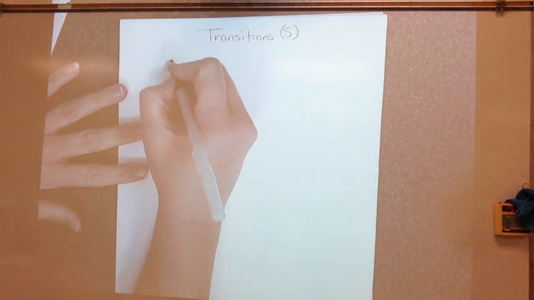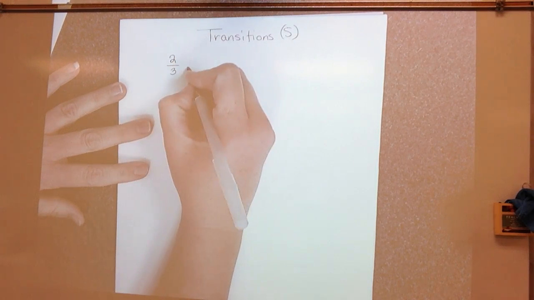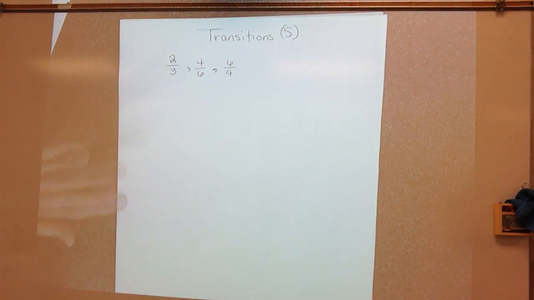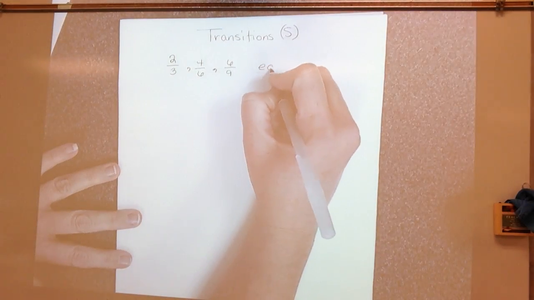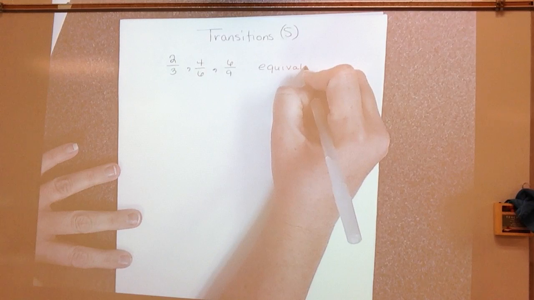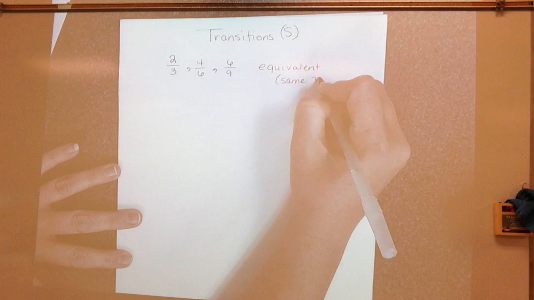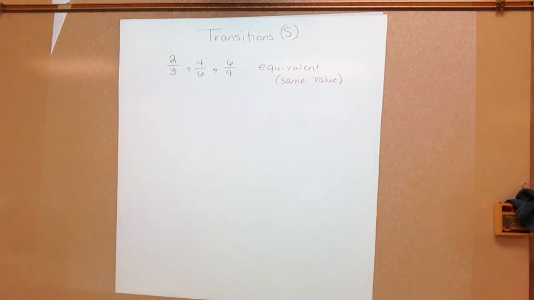Alright, so let's say that I'm going to look at these three fractions. 2/3, 4/6, and 6/9. All three of these fractions are what we call equivalent because they have the same value. So another way to say equivalent is to mean that they have the same value. 2/3 has the same value as 4/6. 4/6 has the same value as 6/9. Okay.